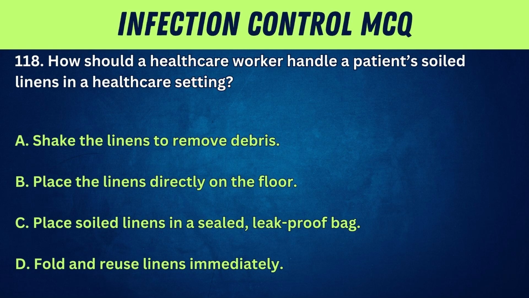118. How should a healthcare worker handle a patient's soiled linens in a healthcare setting? A. Shake the linens to remove debris. B. Place the linens directly on the floor. C. Place soiled linens in a sealed, leak-proof bag. D. Fold and reuse linens immediately.